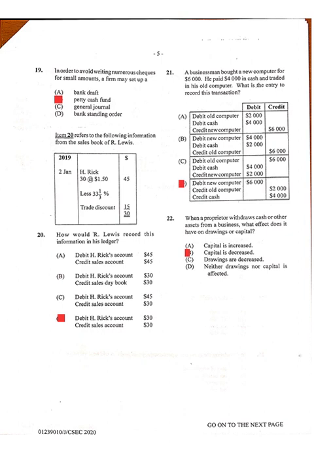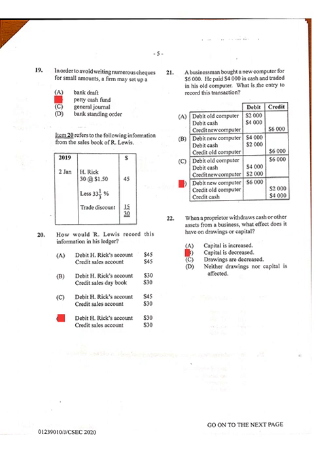Number 20, item 20 refers to the following information from the sales books of R. Lewis, and the information is shown here. It says, how would R. Lewis record this information in his ledger? So we have 30 items at $105, giving us 45. There's a 33 and 1/3 trade discount of $15 and $30. So to record this transaction, we would debit H Rick's account and credit sales account $30. So the answer is D.